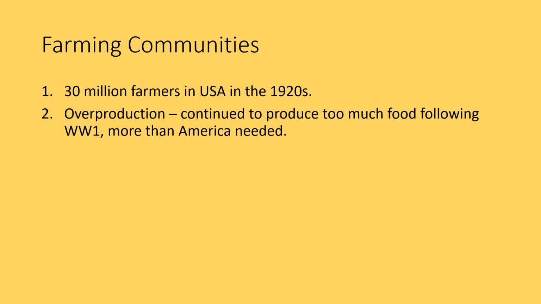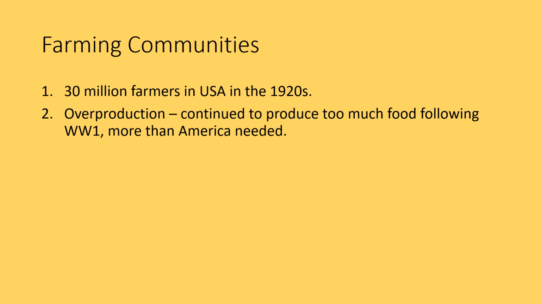But the thing was, once World War I was over, most farmers didn't scale back their production and they kept producing too much food, which led to, as we can see here, overproduction. Now, this means that you're going to get a lot of food going to waste that cannot be sold because there's only so many mouths to feed.